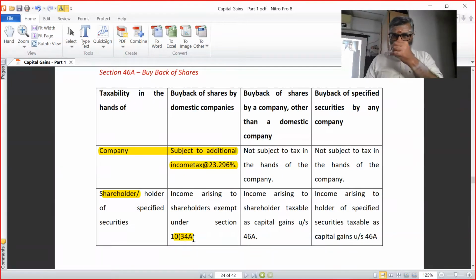The question is, buyback means it is like surrendering shares and getting money. Is it not a transfer? Yes, it is a transfer. It is exempt under 1034. It is not that they are not recognizing it as an income. It is an income which is getting exempt under 1034A because it is going to be taxable in the hands of the company. There is no double taxation. Both the company and the shareholder are not paying. Only the company is paying tax for that.